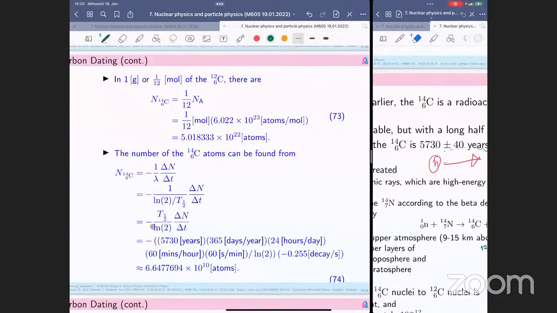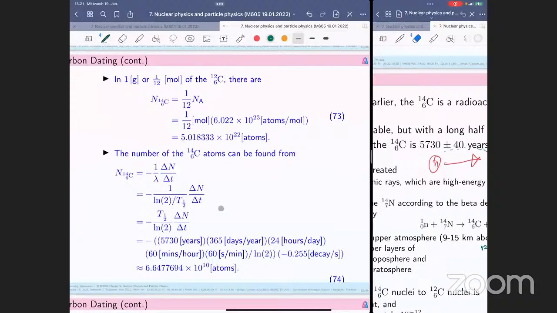The half-life of carbon-14 here is 5,730 years. We have to multiply 1 year by 365 days, and in 1 day we have 24 hours. In 1 hour we have 60 minutes. In 1 minute we have 60 seconds. That's the half-life converted to seconds, and still we have ln2 as the numerator. Right here, the negative stays in front of that.